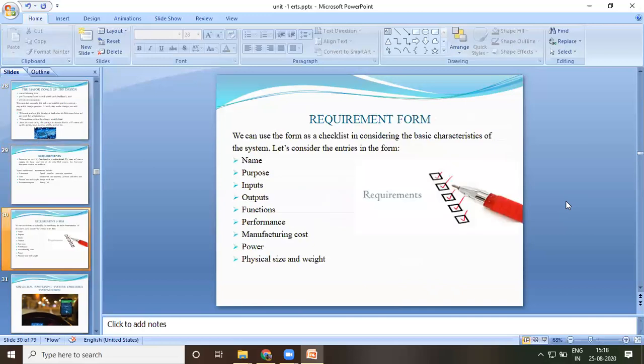In this requirement form, we can use the name of the particular product, the purpose of the entire product, inputs, outputs, functions, performance, manufacturing cost, power, physical size, and weight. So this is the requirement form. Then we go for requirement collection from the client. From the industrial point of view, the industrial team will gather all the information from the client to design that particular product.